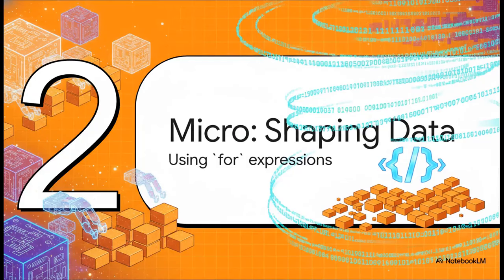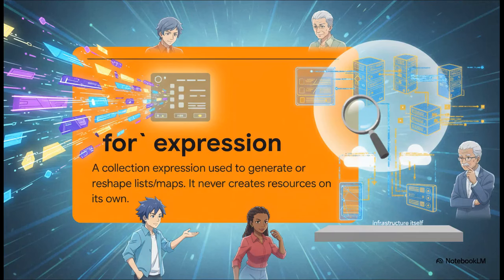Okay, so our journey starts at the micro level. We're talking about shaping our raw materials. Think about it. Before you can build a wall, you've got to make sure your bricks are all the right shape and size, right? Well, in the world of Terraform, our tool for shaping that raw data is the for expression. Now, let's get really clear on what this thing does.